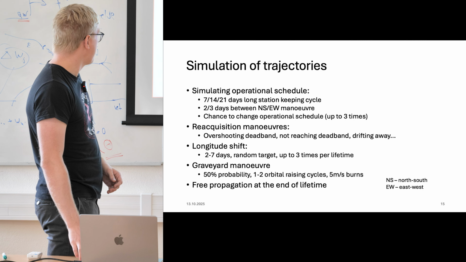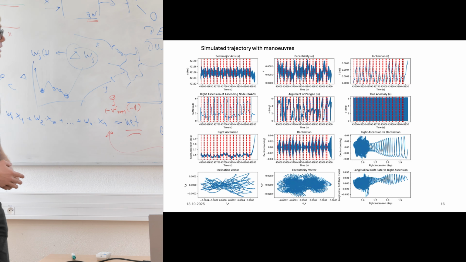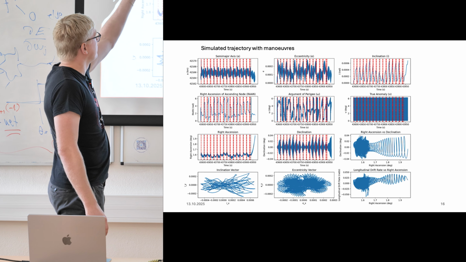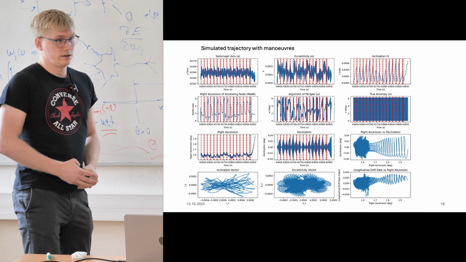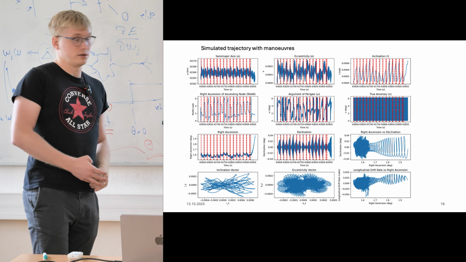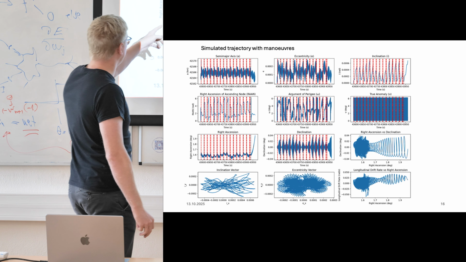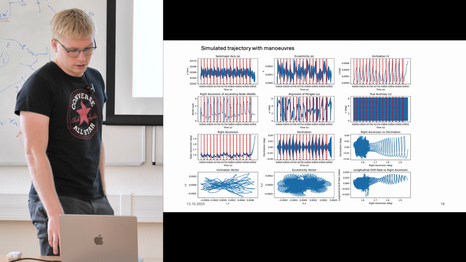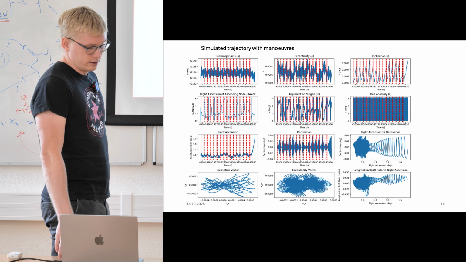And here you can see some results, which again show the parameters that we use to describe the orbit. Here you can see the semi-major axis, the eccentricity, and the inclination. The red lines denote the location of the burns or the maneuvers. As you can see, the change is often associated with a bit of an abrupt change of the given parameter.